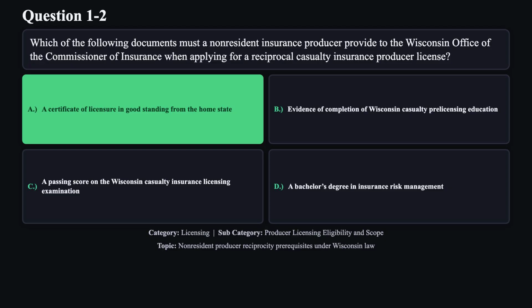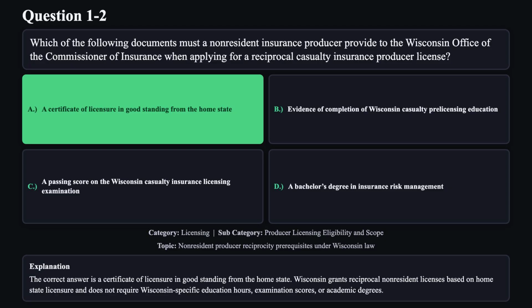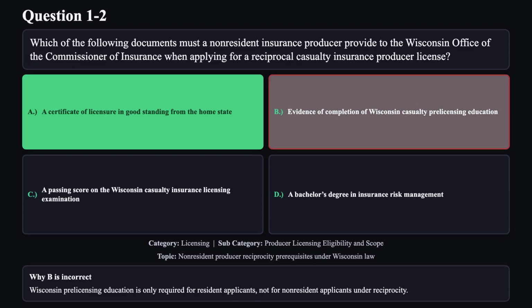The correct answer is A. The correct answer is a certificate of licensure in good standing from the home state. Wisconsin grants reciprocal non-resident licenses based on home state licensure and does not require Wisconsin-specific education hours, examination scores, or academic degrees. Reason B is not correct.